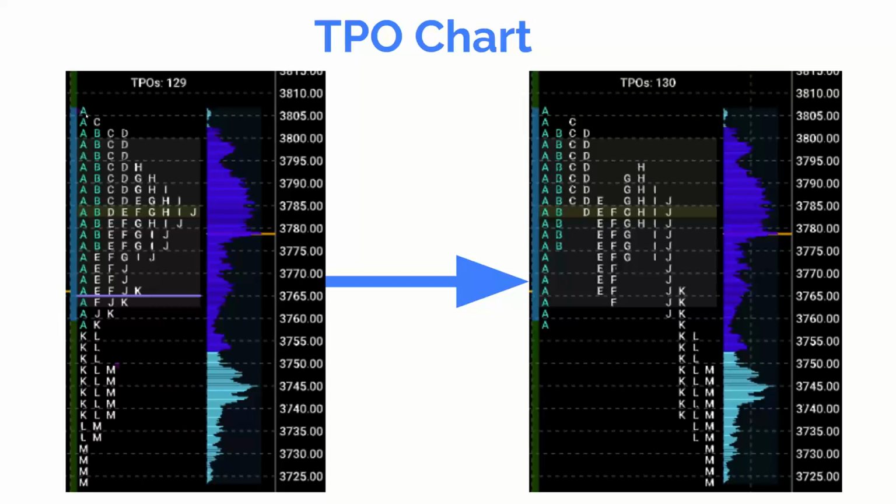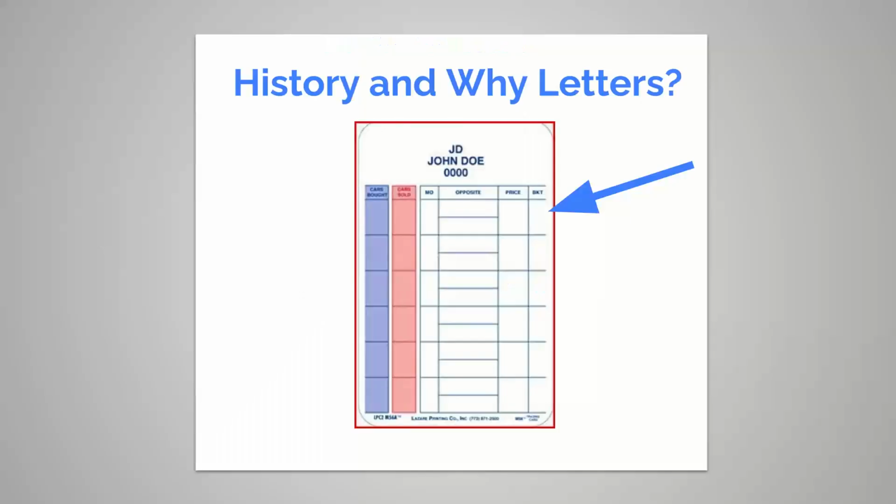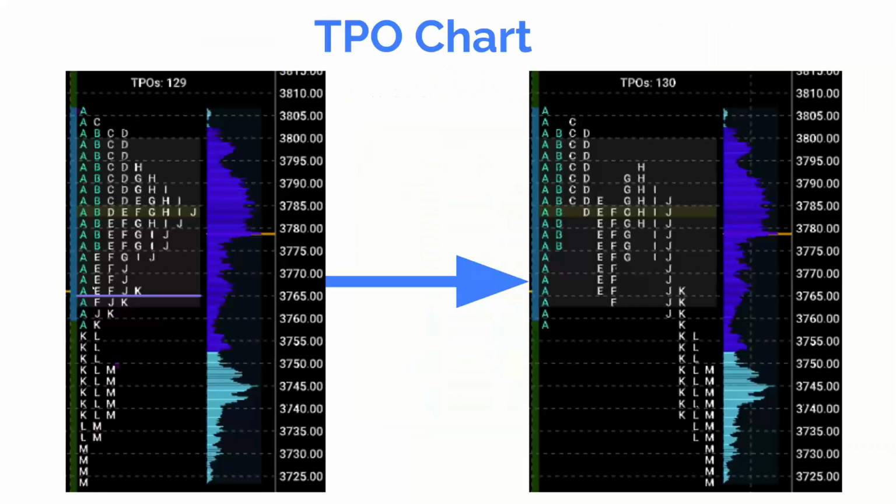When the clock rolls over to 10 o'clock, from 10 to 10:30, it goes to B. And B then reflects all that activity, or essentially the price range, during that half-hour bracket. Going back to the screenshot of the card, if a trader did a trade at 10:15, he or she would write the letter B in the bracket. Over the course of the day, each half-hour bracket has a letter, so A, B, C, D, and so on and so forth.